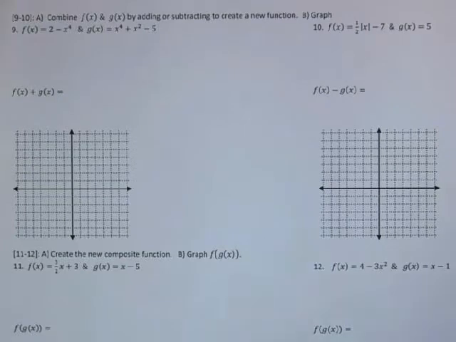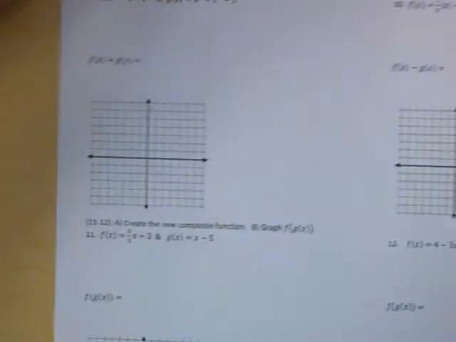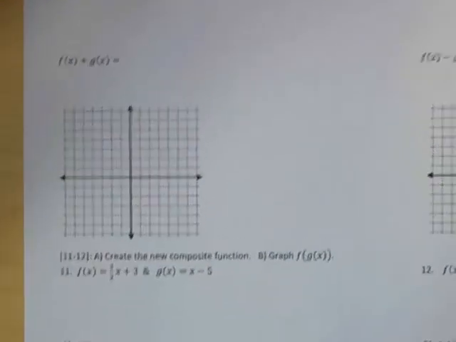Okay, part two of the 1.3 notes. First, we want to combine f of x and g of x by adding or subtracting to create a new function, and then we want to graph that new function. So starting over here with number 9, let's zoom in a little bit.